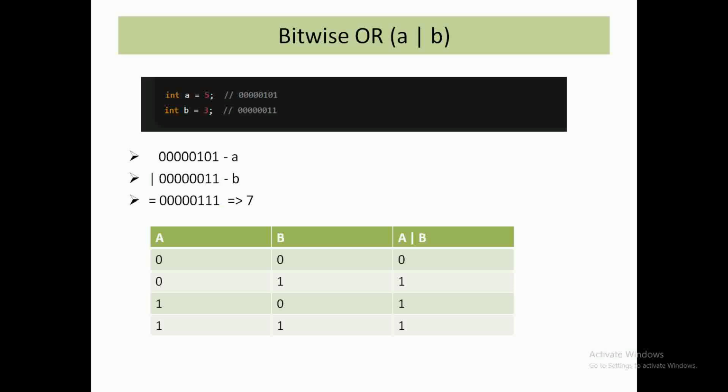Suppose we have 1, 2, 4, 8, 16, 32, 64, 128. Here we get three values, and we just add up these values, like 4 plus 2 plus 1. So we get 7 as the final output from these two variables. For the OR operation we have to perform these kinds of steps, and if we get three values, we just add them up and easily get the final output.